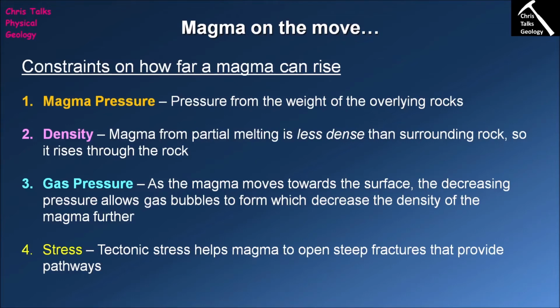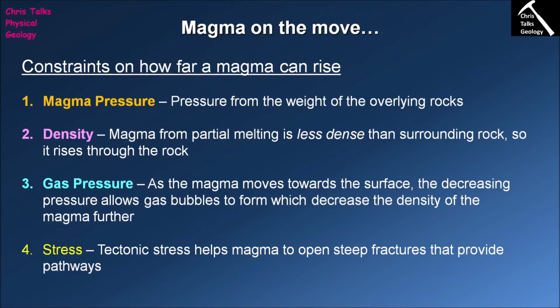So the next constraint on how far a magma is going to move is its density. So normally magma is less dense than the rock which it is passing through. That goes for most situations. So in a lot of cases, the magma being less dense, it will naturally want to rise, and that's exactly what it will do. It will go through the crust.